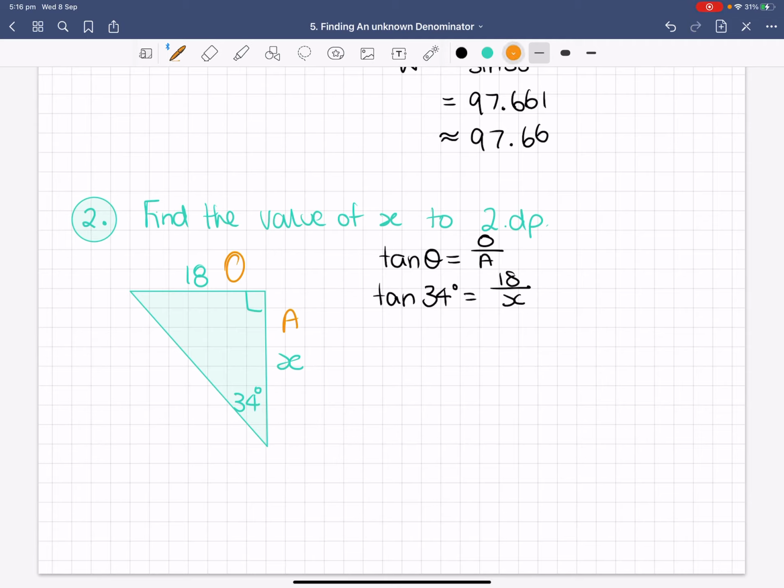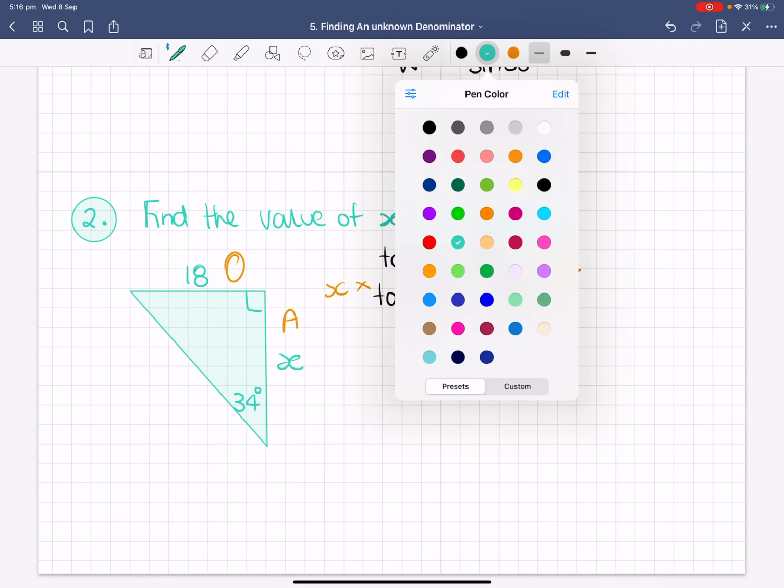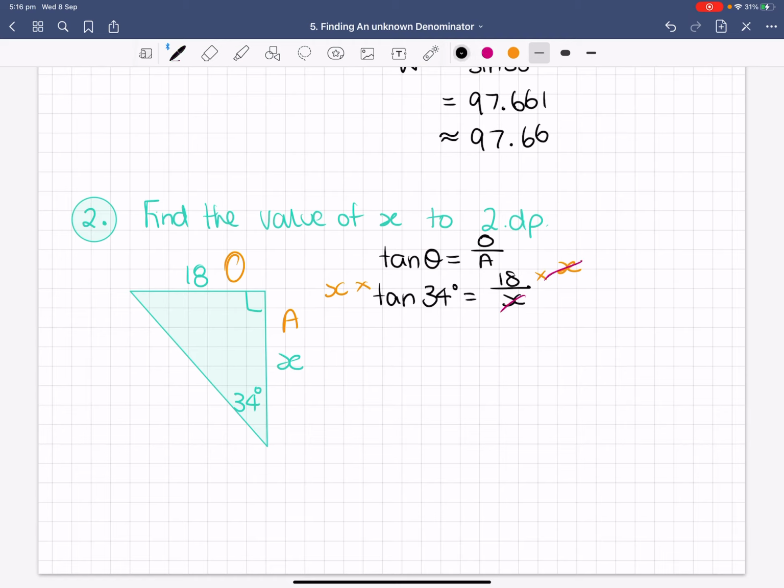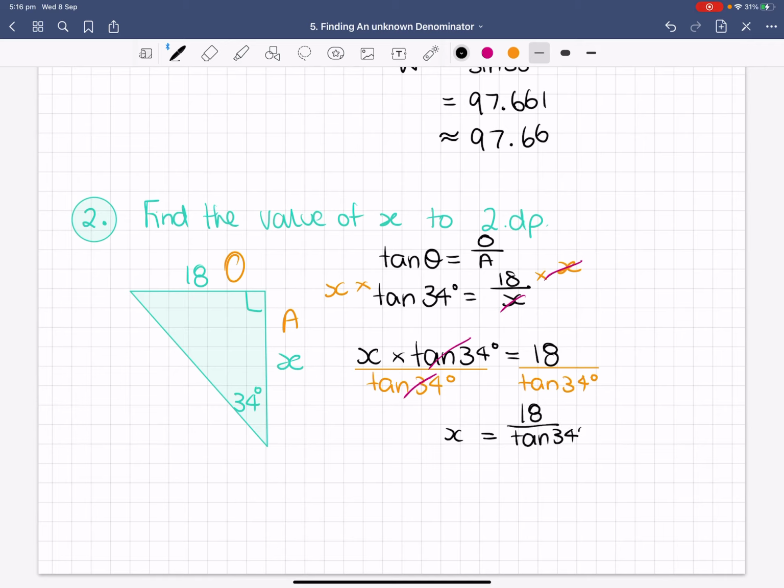Now, we do the same thing. Because we want to get x on its own, we want to multiply by x. That gets rid of it on the denominator, right? We don't like it on the denominator of fractions. So they cancel each other out and we're left with x times tan of 34 is equal to 18. And then the last step we're going to do is divide. Now remember, we divide by tan of 34 because that's the inverse operation being applied to x. It's times-ing, so we do the opposite, so we divide. That leaves us with x is equal to 18 over tan of 34.